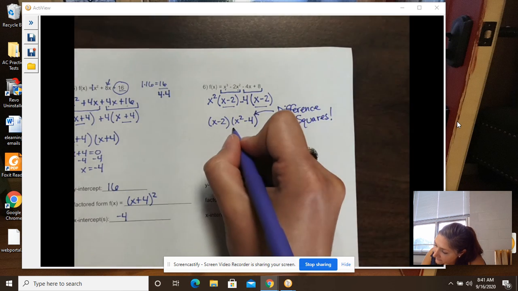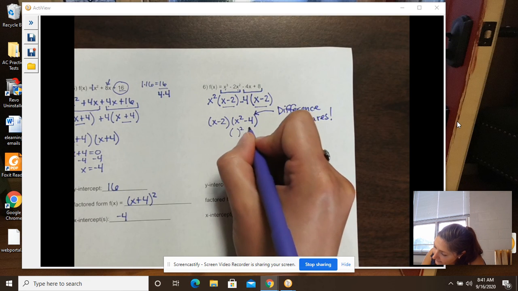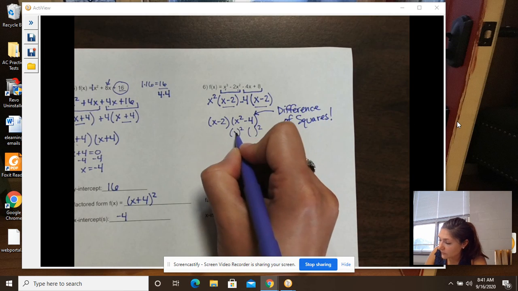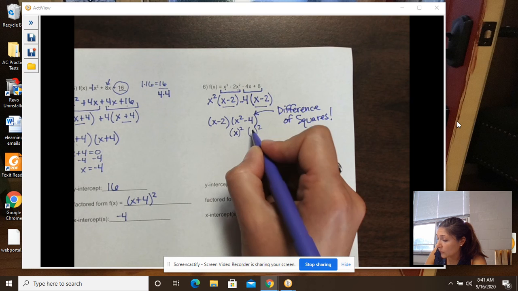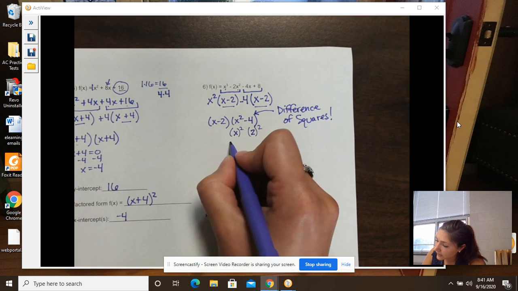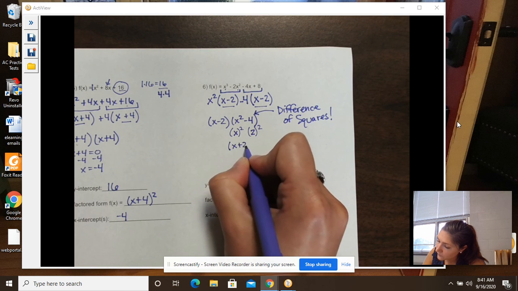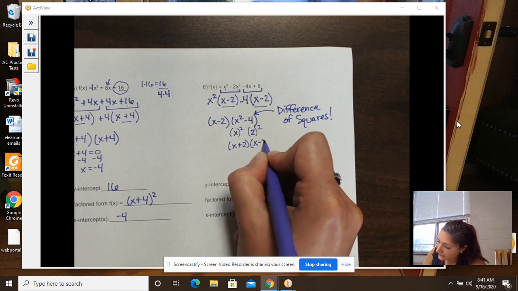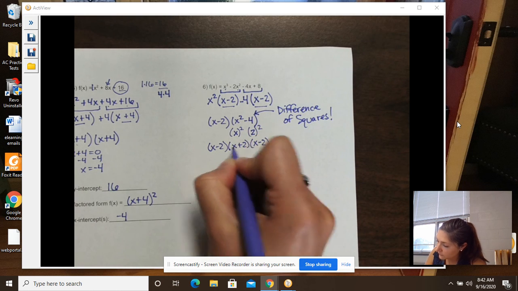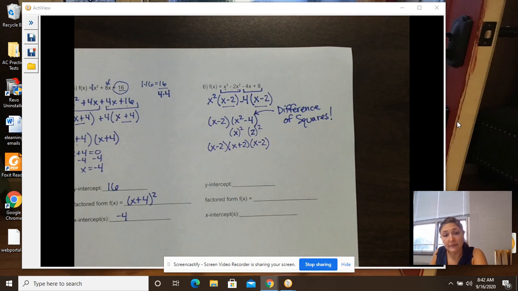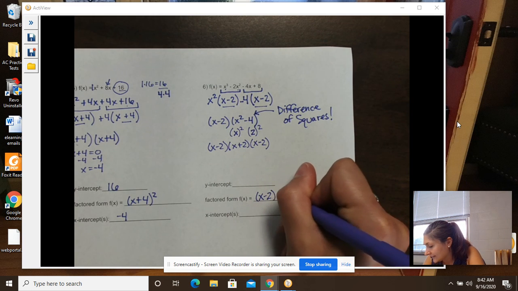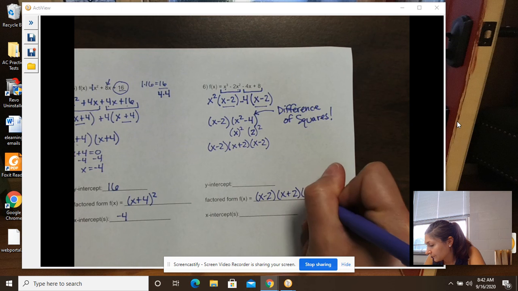So that means I need to identify what did I square to get each of these pieces. So to get x squared, we would have to square x. To get 4, we would have to square 2. So this x squared minus 4 factors into x plus 2 times x minus 2. So my full factored form would be x minus 2 times x plus 2 times x minus 2. So I'm just going to write that out exactly as I had it written already.